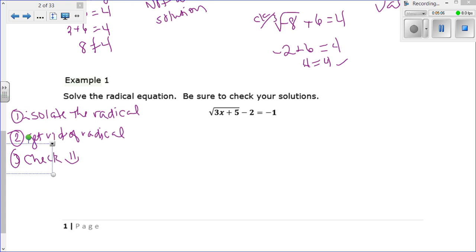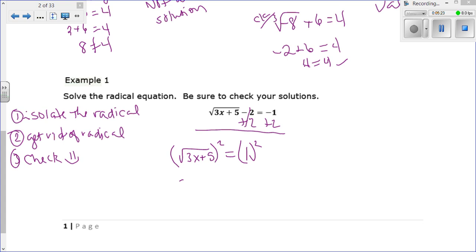Remember, math is fun. So the first thing I need to do to get the radical alone is add 2 to both sides. So I have the square root of 3x plus 5 equals negative 1 plus 2, which is 1. I'm going to square both sides. So when I square both sides, the radical just goes away, and I have 3x plus 5 equals 1 squared, which is 1.